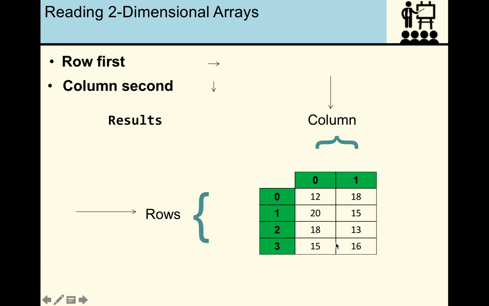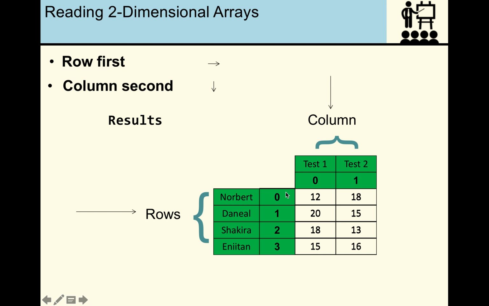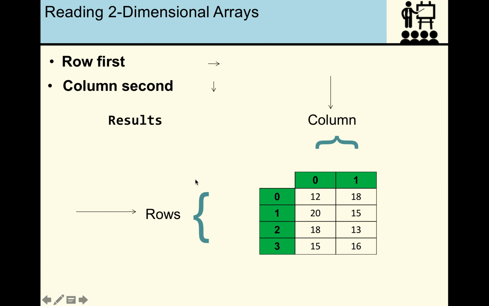If we take a look, I'm just removing Norbert, Daniil, Shakira and Enitan's names and test 1 and test 2, because these actually aren't in our arrays right now. All we've got is their test results, because our array is called results. If I take a look at print results[2][1], notice I've got my square brackets there because I'm talking about an array. I'm going to read the row first.